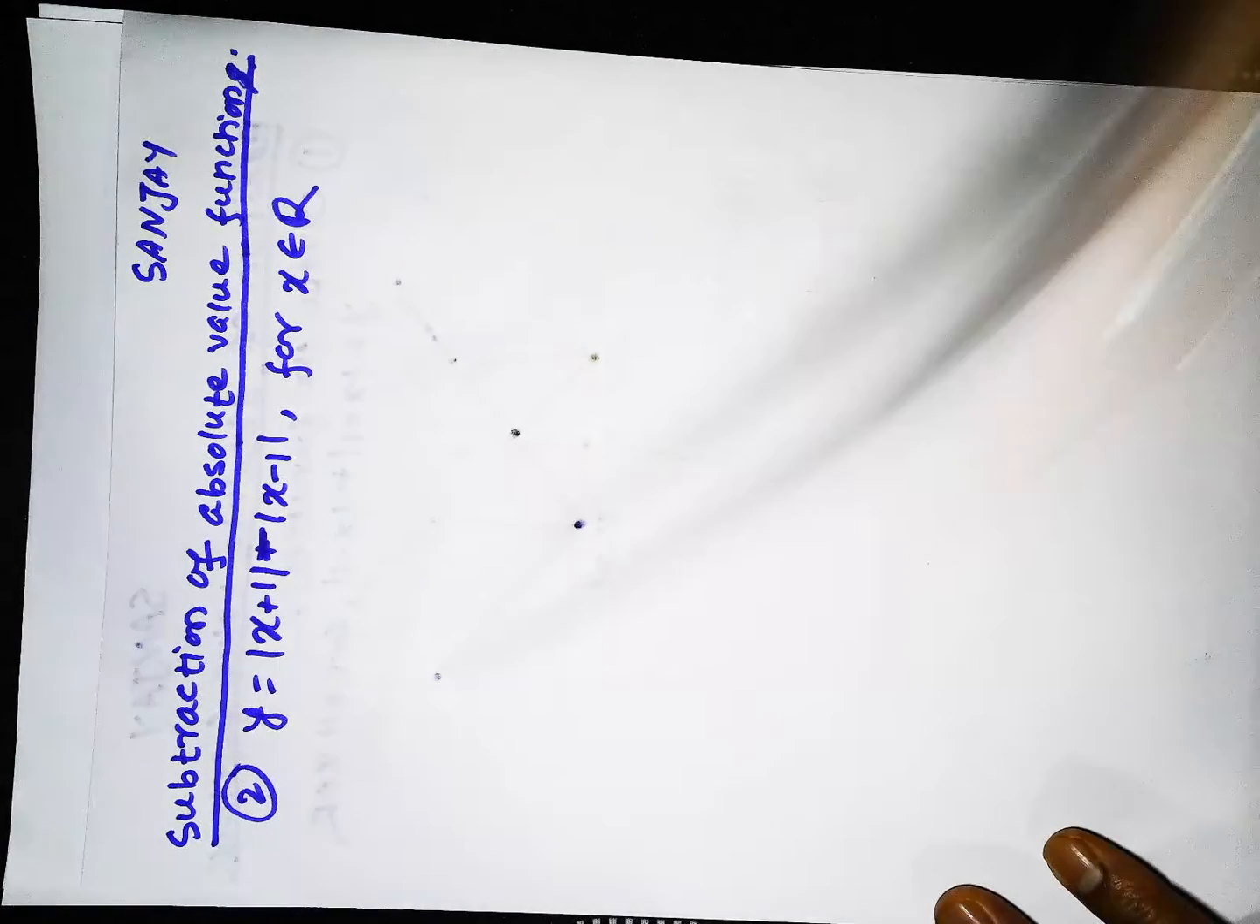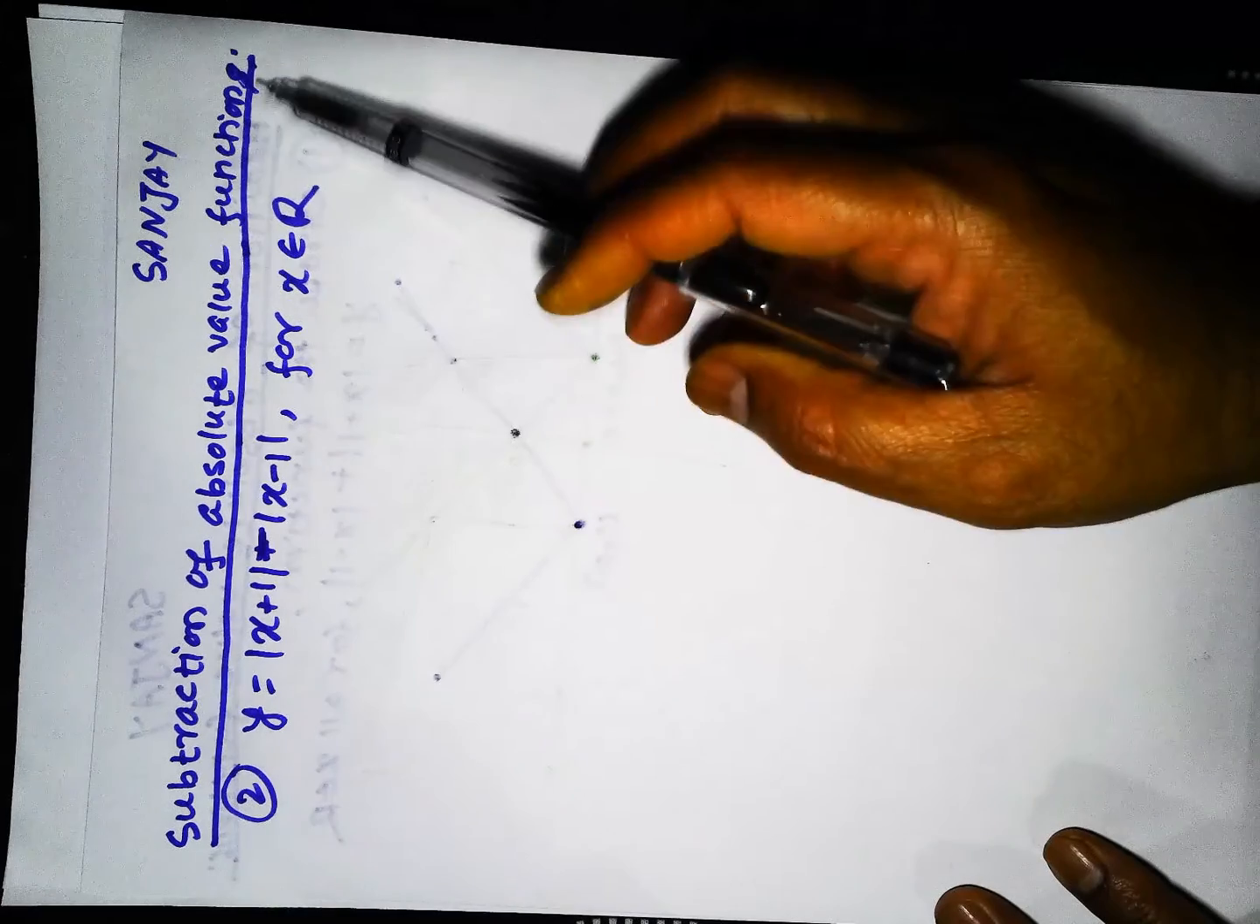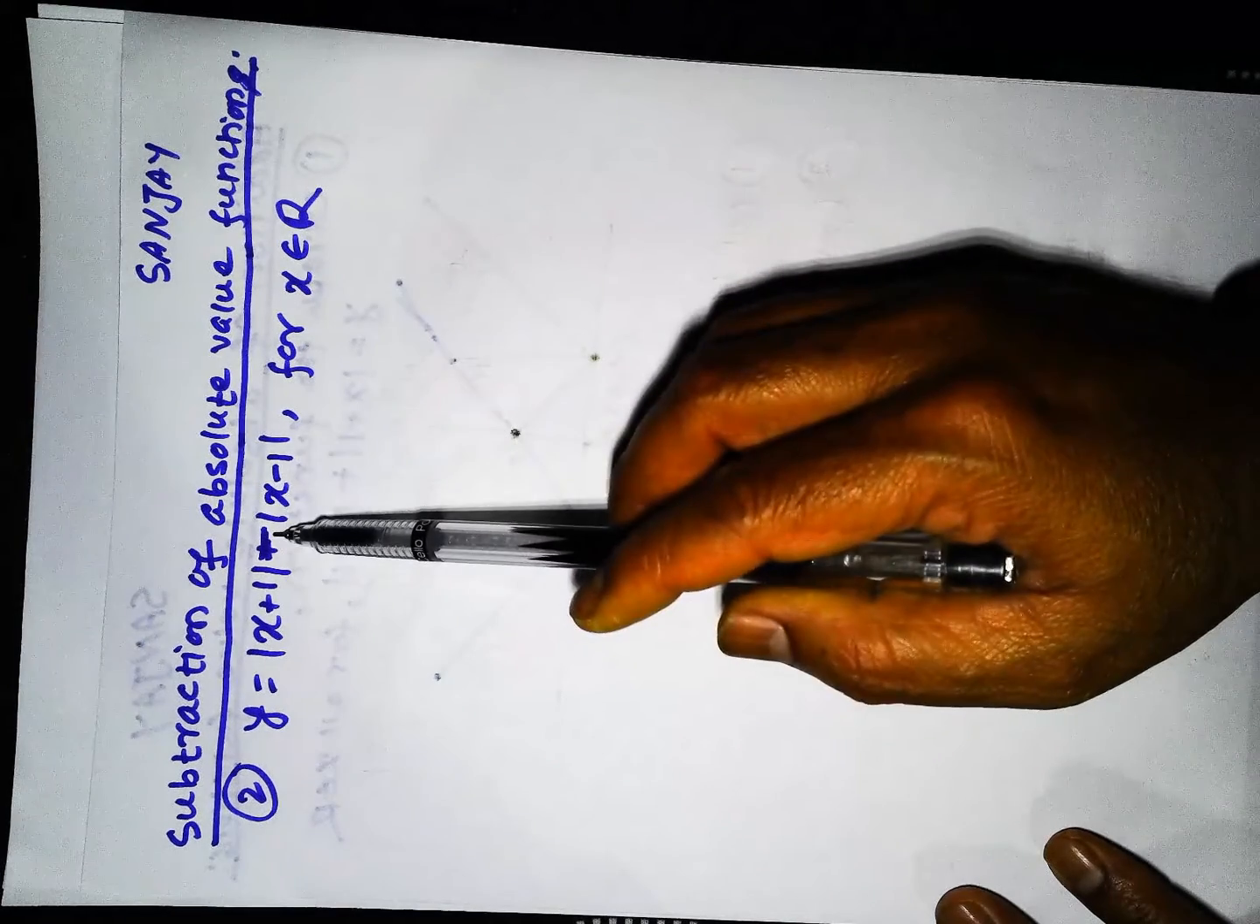Okay, now after the addition of the graph, we shall draw graph of this kind of function. So its topic is subtraction of absolute value function. Subtraction means due to this negative sign. So here what we will do, actually, instead of subtracting the thing, we'll transform that into the addition. How is it possible?